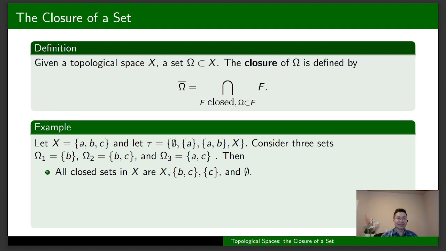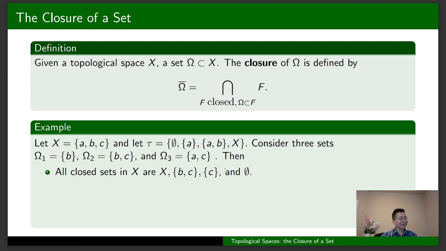The complement of the empty set is X. The complement of this single point set is this set. The complement of AB is C, and the complement of X is the empty set. Therefore, all closed sets in X are four sets over here.